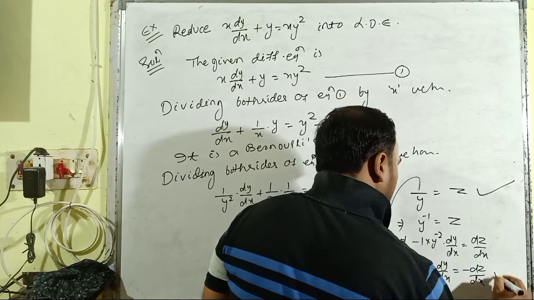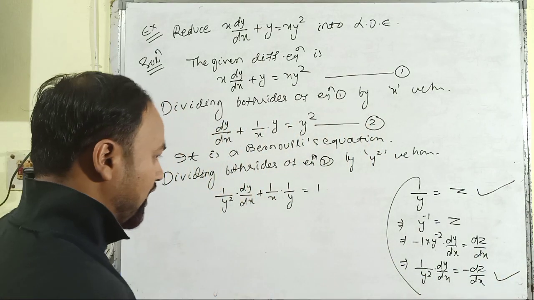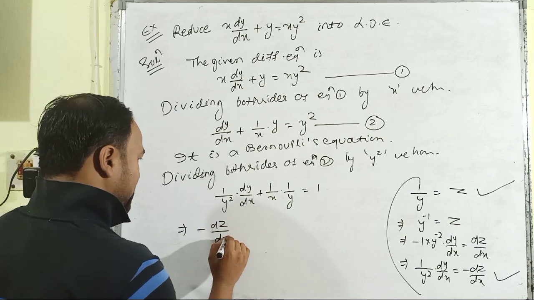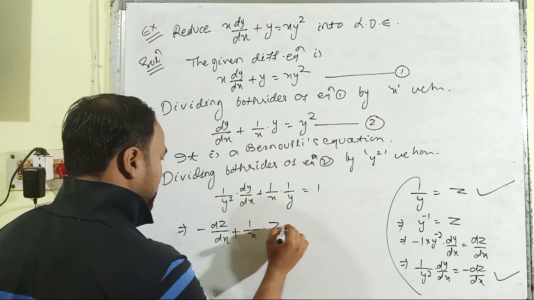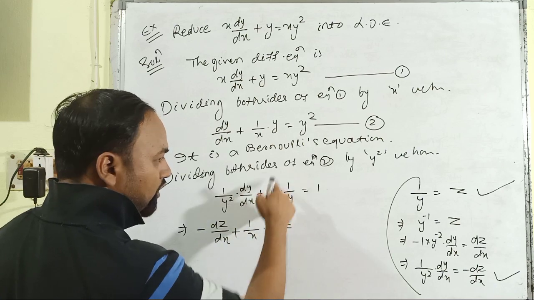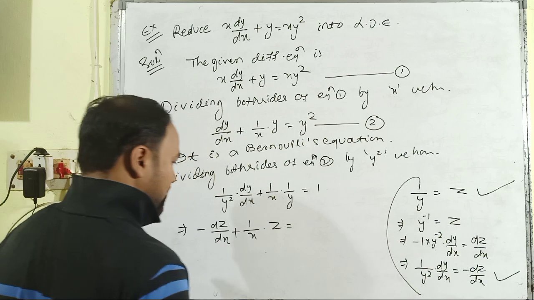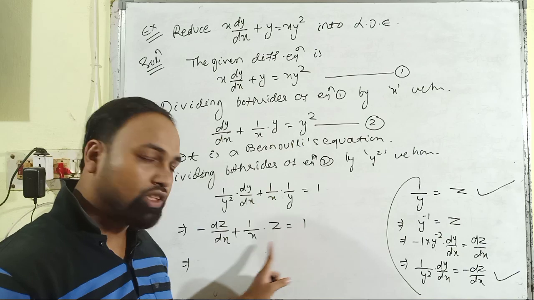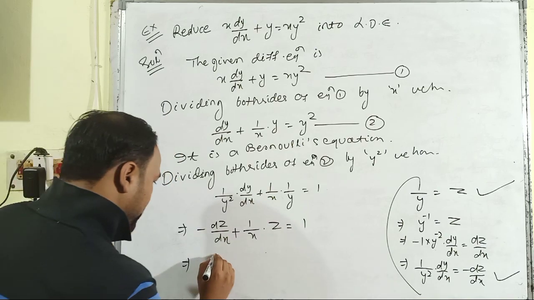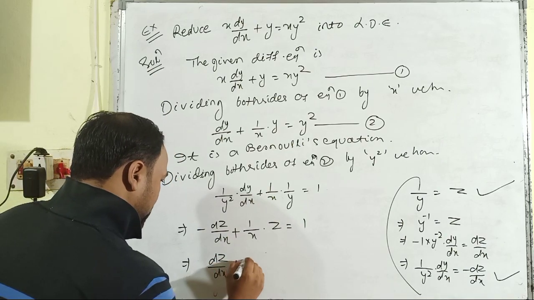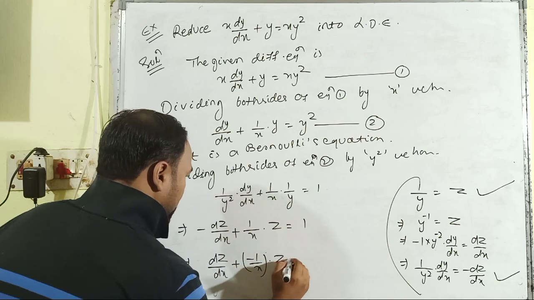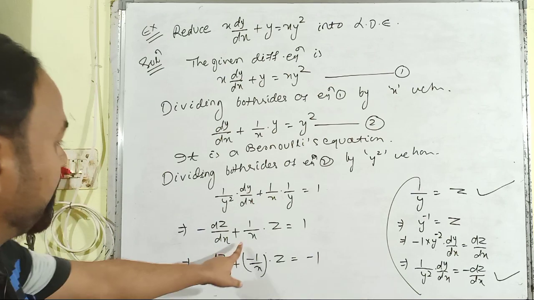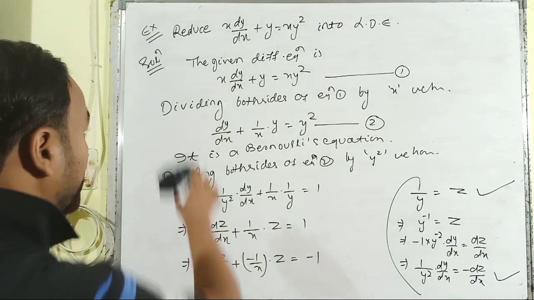So applying these two substitutions here, we have minus dz upon dx plus 1 upon x multiplied with z is equal to 1, because in the place of 1 upon y we have taken z. Then multiplying both sides of the above equation by minus 1, we have dz upon dx plus minus 1 upon x into z is equal to minus 1.